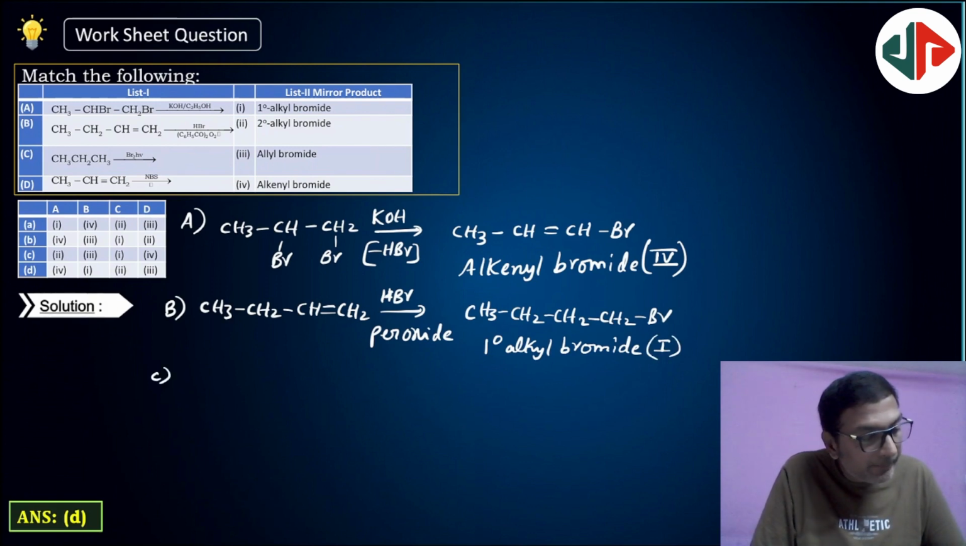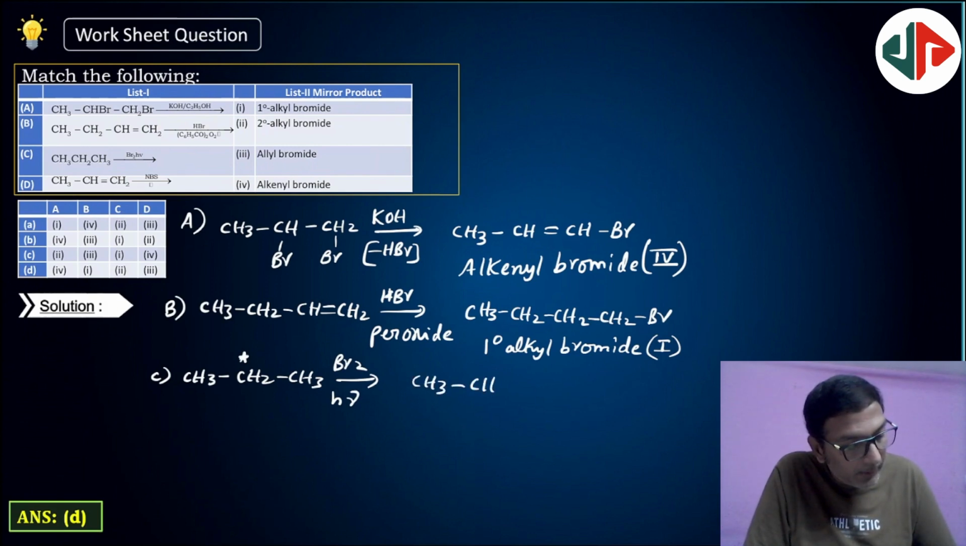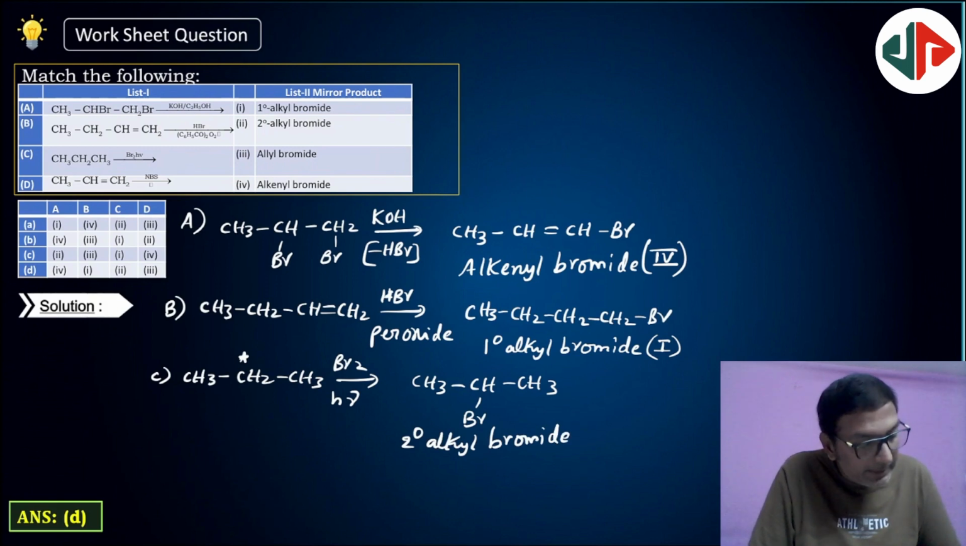Next, C. CH3, CH2, CH3. Halogenation, that means bromination in the presence of sunlight. So this carbon will be most active. That gives secondary alkyl bromide, which is 2.